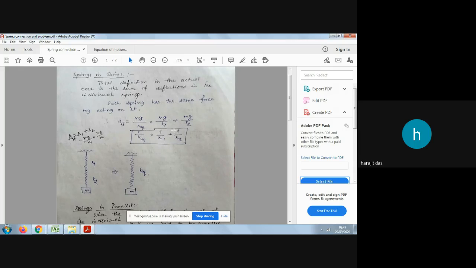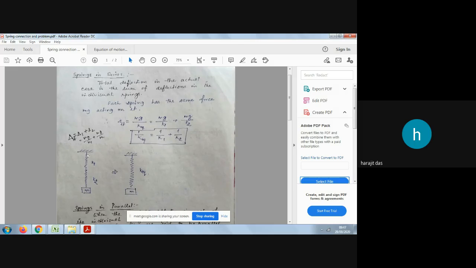So from this, you can write 1 upon K equivalent equals 1 by K1 plus 1 upon K2. Okay, so this is the equivalent stiffness. If you are asked to find out the equivalent stiffness in this type of connection, it is by this expression. So you need to remember this expression, and this type of connection is called a series connection.